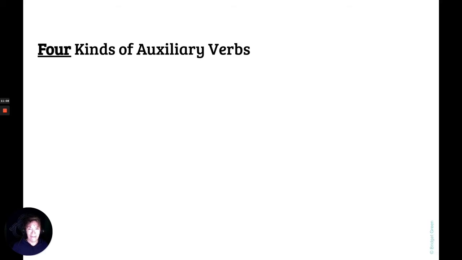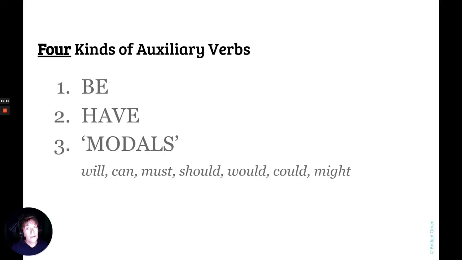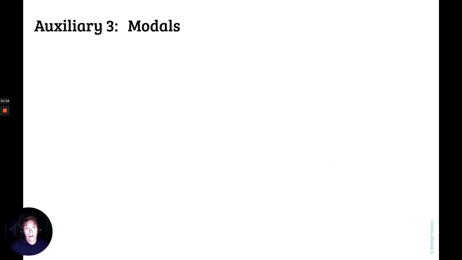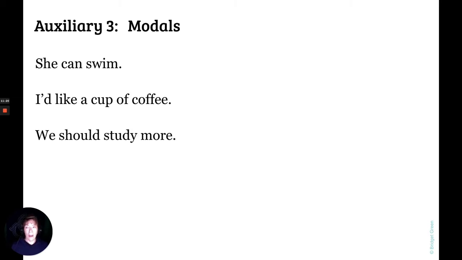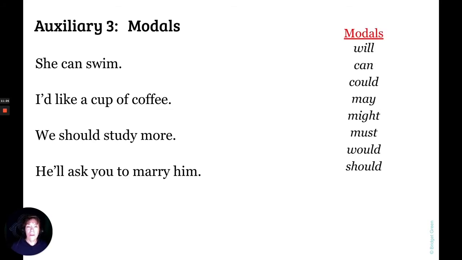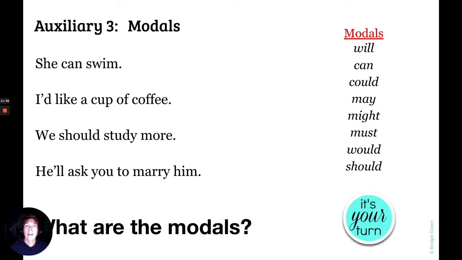Good. Okay, remember we said there are 4 kinds of auxiliaries? So, what's the third kind? The modals. Here's examples. She can swim. I'd like a cup of coffee. We should study more. He'll ask you to marry him. These are some of the modals. Can you find the modals?